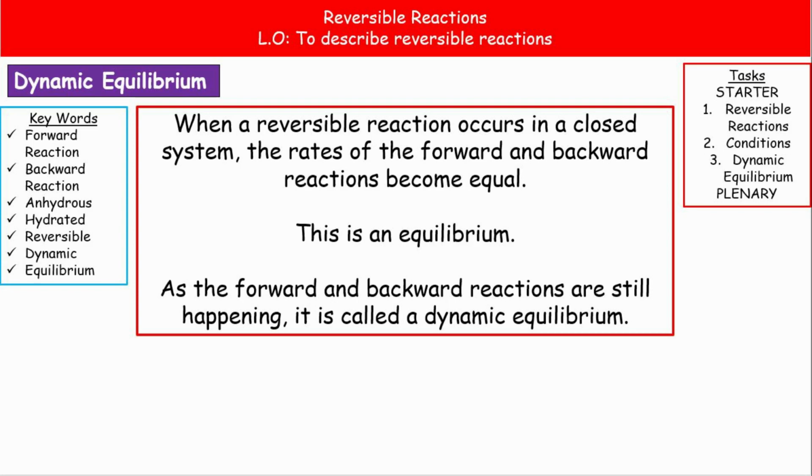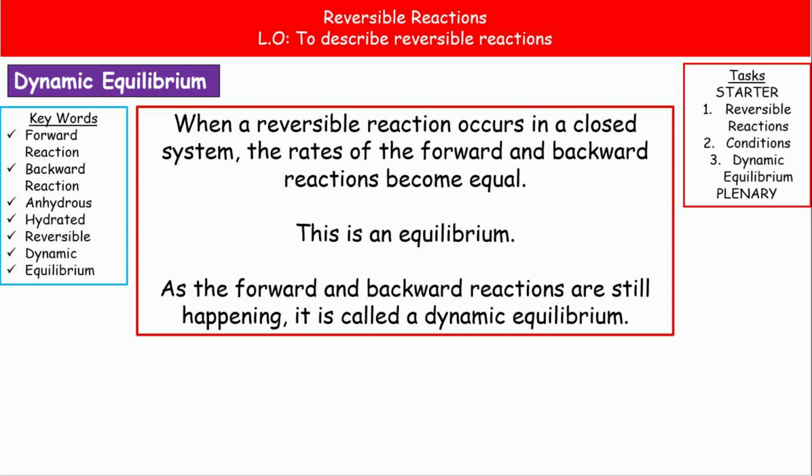What we're going to do then is we're going to consider a closed system, so one where no substance can enter or leave, and a reversible reaction occurring within that closed system. And what we actually find is that when this reversible reaction is occurring within that closed system, then the rates of the forward and the backward reactions will become equal. And at the point that that happens, we have an equilibrium. Now, because we still have the forward and backwards reaction still happening, then it's not static. We refer to it as a dynamic equilibrium.